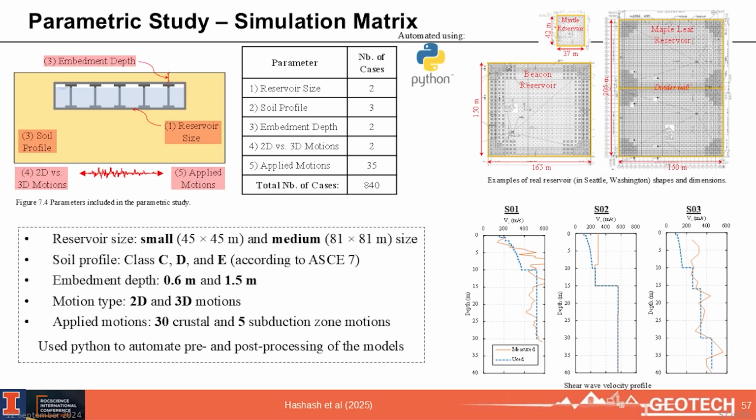And then we had these models that were extensively instrumented, but then when we did the parametric study, we went for different types of soils, for soil profiles with class C, D, and E, based on ASCE 7. We looked at motions in 2D and 3D, 3D being the vertical component. And if you think about it, the vertical component could be important.